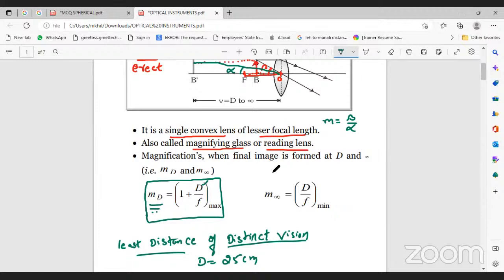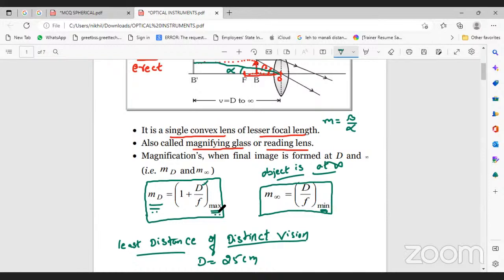Suppose the object is placed at infinity. Where is the image going to be formed? The image is going to be formed at f only. In that case, please remember the magnifying power of the simple microscope is given by d divided by f, and that is the minimum value. And this is the maximum value.